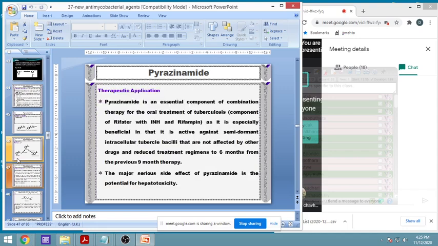It is an essential component of combination therapy for oral treatment. So this is the third drug which is essential. This means that in tuberculosis treatment, these three should be there. It is always there, for the oral treatment of tuberculosis.